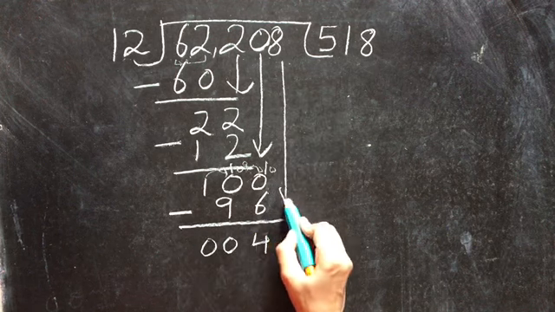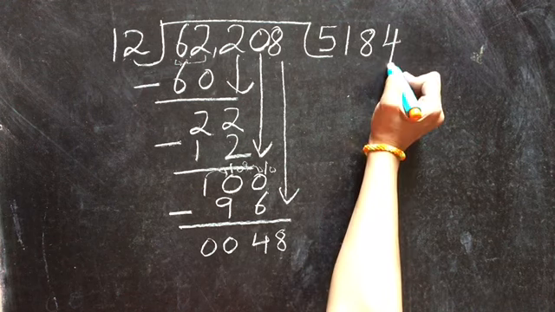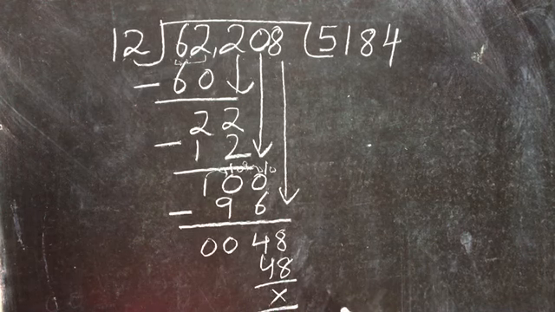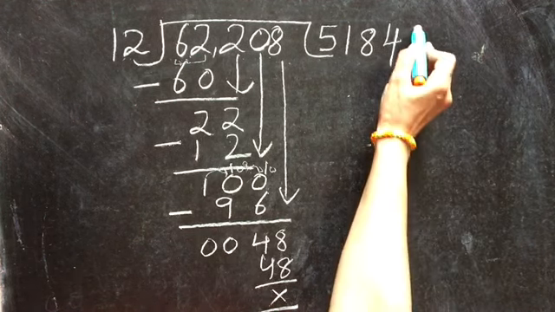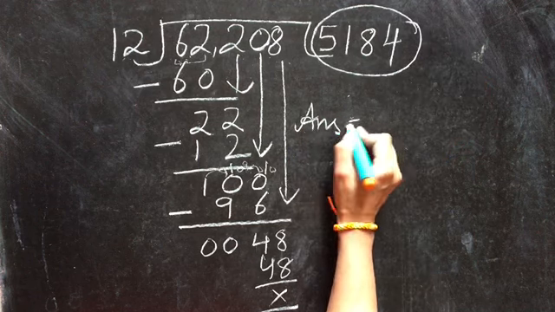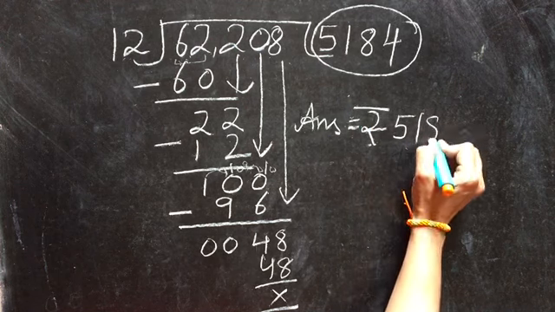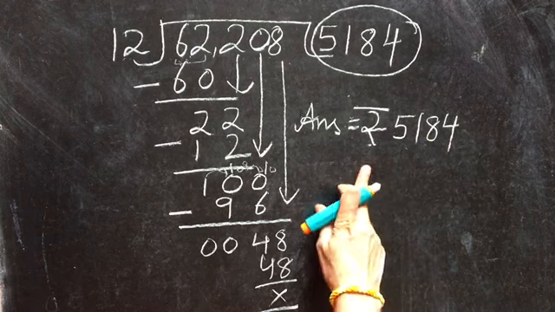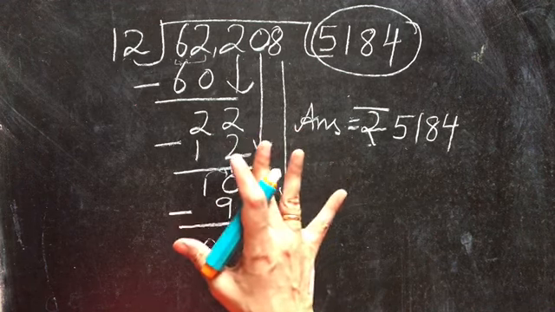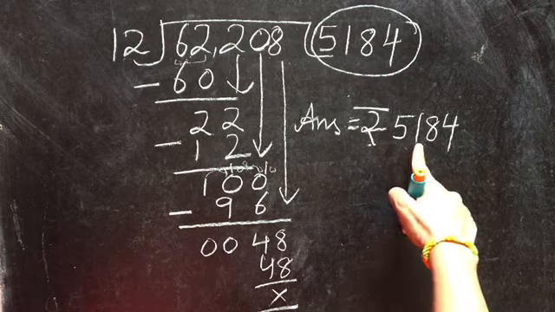Now, this will come down. So, it will be 448 and 0, fine. So, this is your answer, is equal to rupees 5184. So, this is the cost of one ticket, fine. After dividing, you have to find it out. So, cost of one ticket is 5,184.